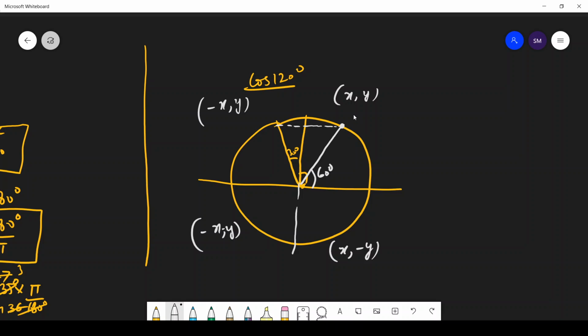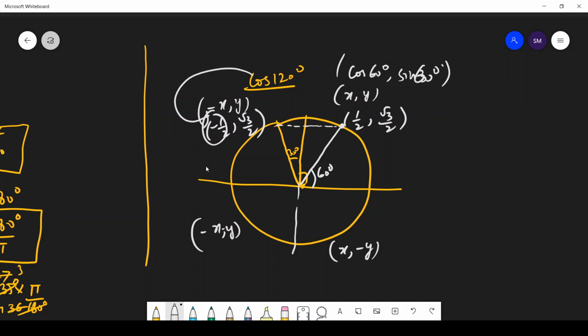So here what is the value? Cos 60 and sin 60. Cos 60 is 1 by 2 and sin 60 is root 3 by 2. Now interchange them: minus root 3 by 2 and 1 by 2. So x becomes minus x, so it's minus 1 by 2 and root 3 by 2. So cos 120 is equal to minus 1 by 2 and sin 120 is root 3 by 2.